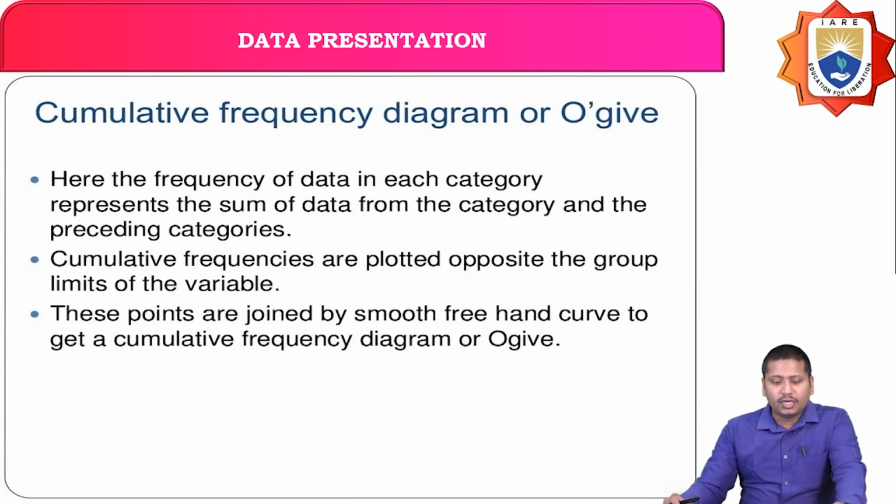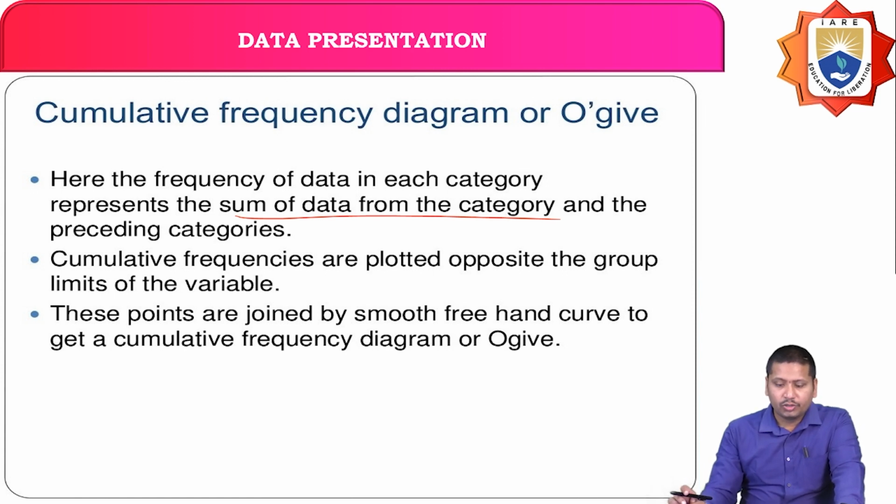The next one is the cumulative frequency diagram or ogive. Here the frequency of the data in each category represents the sum of the data from that category and the preceding categories. The cumulative frequencies are plotted opposite the group limits of the variable, and these points are joined by a smooth freehand curve to get a cumulative frequency diagram or ogive.